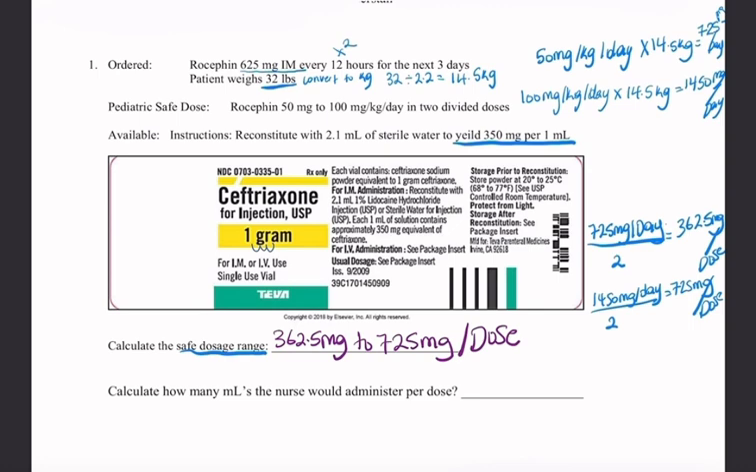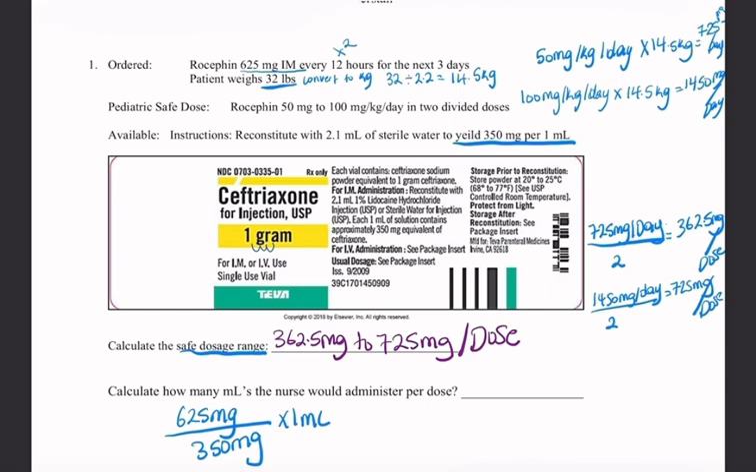If they had asked me for the day, I would go ahead and put 725 milligram to 1450 milligram per day. But they asked me what is the safe dosage range, and my assumption is 362.5 milligram to 725 milligram per dose.